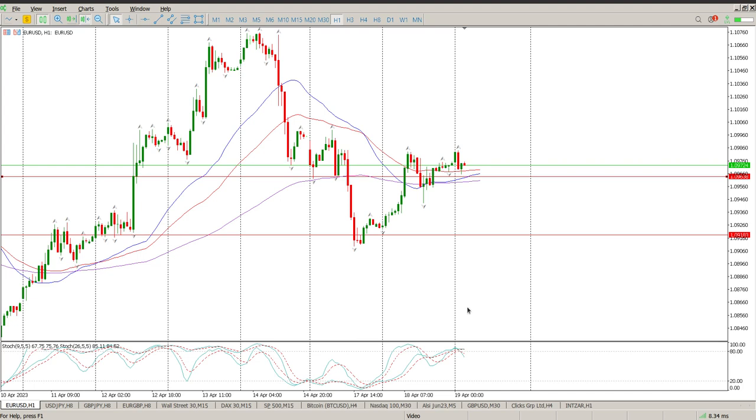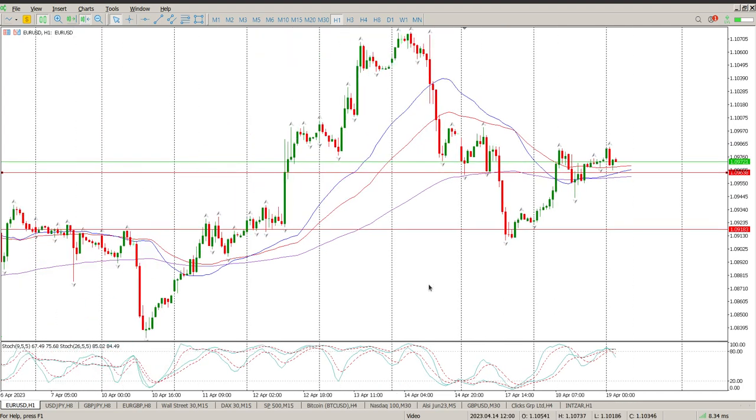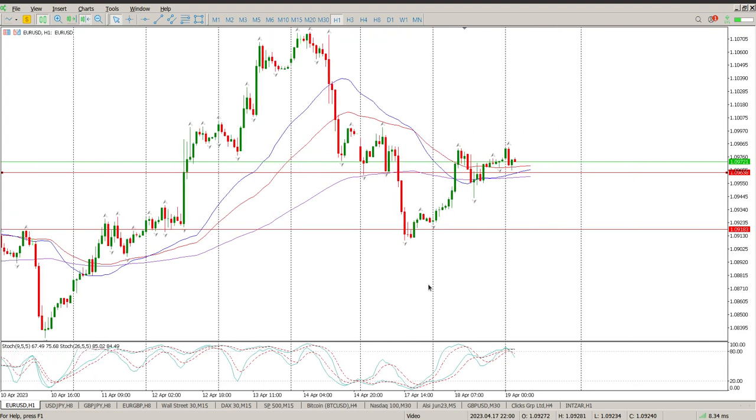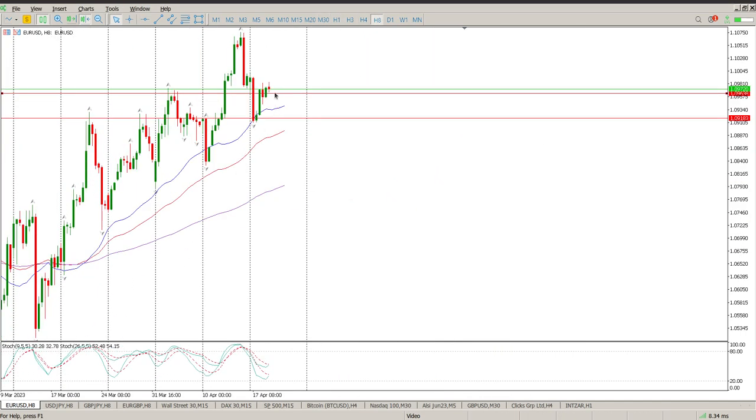So what the indexes are telling us is that is kind of what the noise is all about. We should be expecting a bit of a stronger dollar. But for me at the moment, I'm not interested in taking that short. I'm more interested in seeing whether this is going to continue higher.